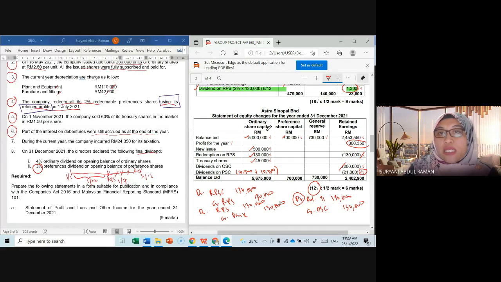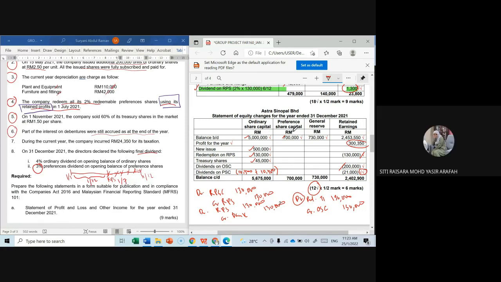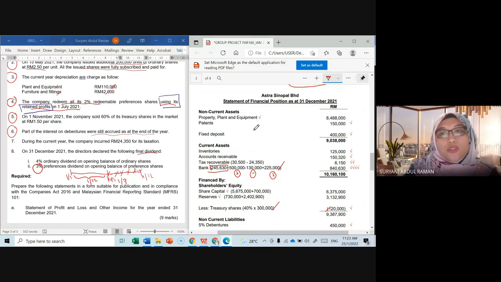Okay, can I move to the next part? Yes, madam. Yes. Kita discuss SOCI. SOCI very simple. It is getting easier because many of the adjustments kita dah selesaikan on the earlier part. So kita tinggal nak transfer.